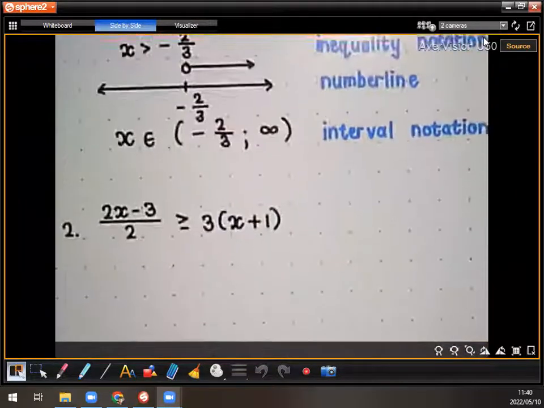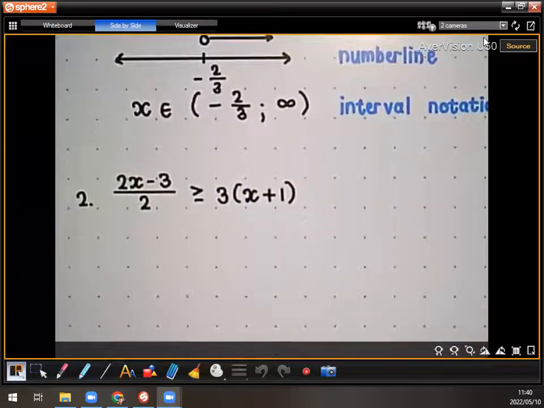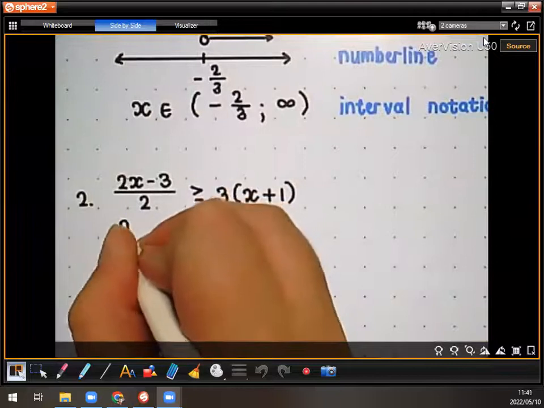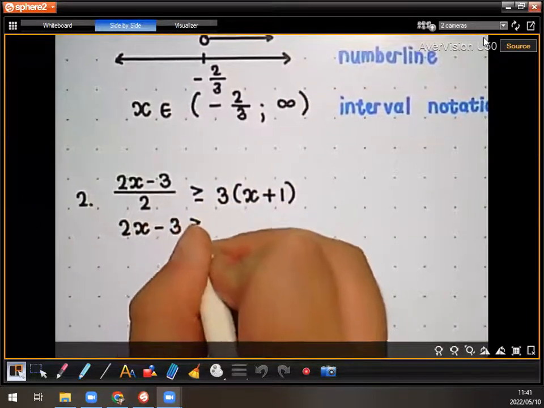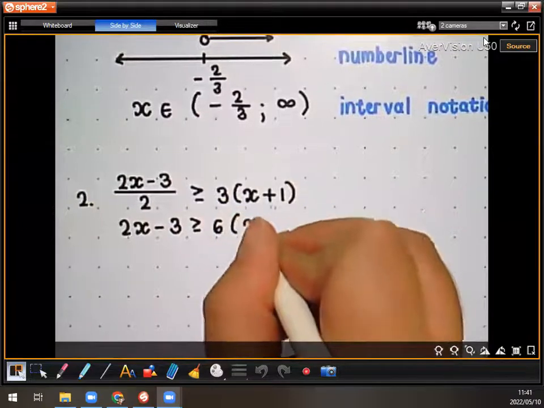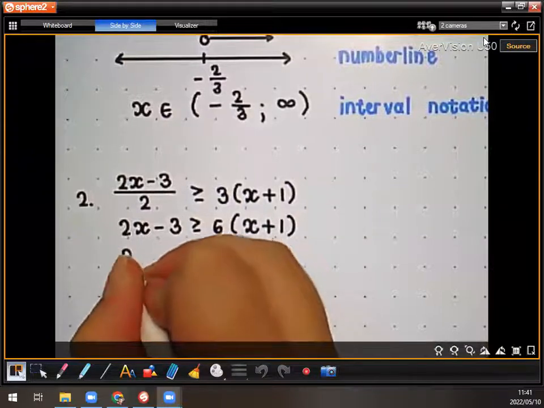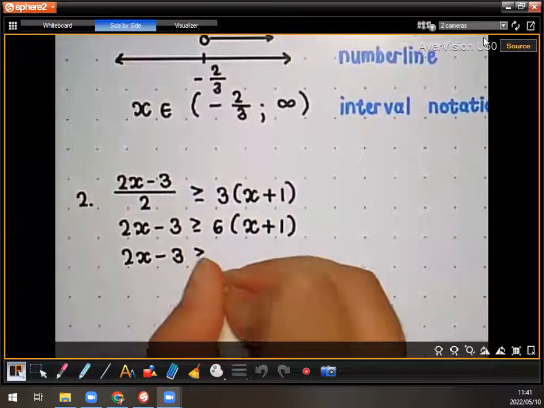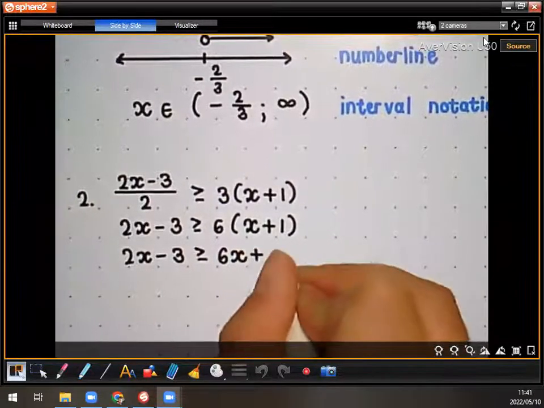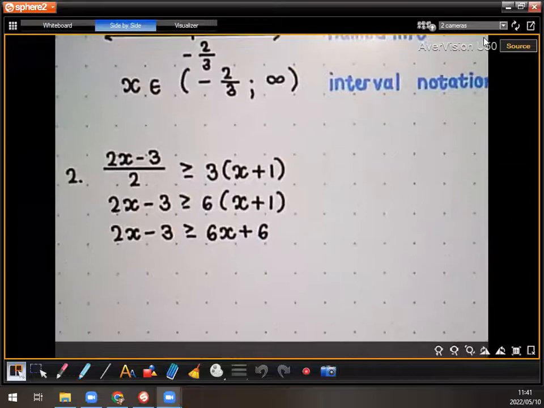(2x - 3)/2 = 3x + 1. Now you could do various things here first. It's up to you. I'm just deciding to times by 2 first, but you could have multiplied with 3 first. It's up to you. Now I need to get all the x's on the one side.